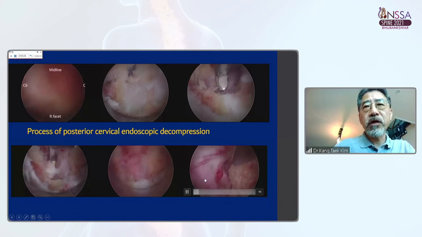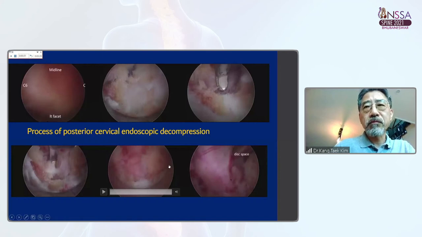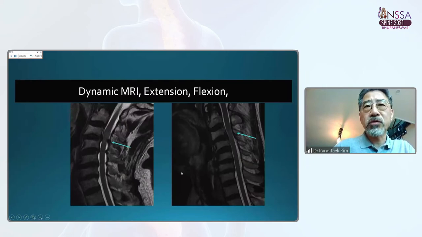Finally, you can see the disc space, the ventral motor root, and the sensory roots. I recommend that before the operation, it is very important to check a dynamic MRI, extension and flexion, to know the main pathology that may compress the spinal cord in case of myelopathy.